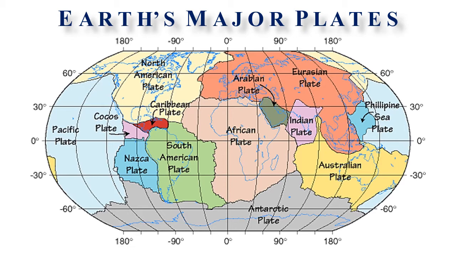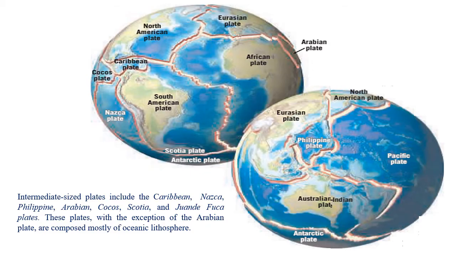This is a major departure from Wegener's continental drift hypothesis, which proposed that continents moved through the ocean floors and not with it. So together with the major plates, we have some intermediate size plates that include the Caribbean, Nazca, Philippine, Arabian, Cocos plate, Scotia plate, and Juan de Fuca plates. These plates, with the exception of the Arabian plate, are composed mostly of oceanic lithosphere.